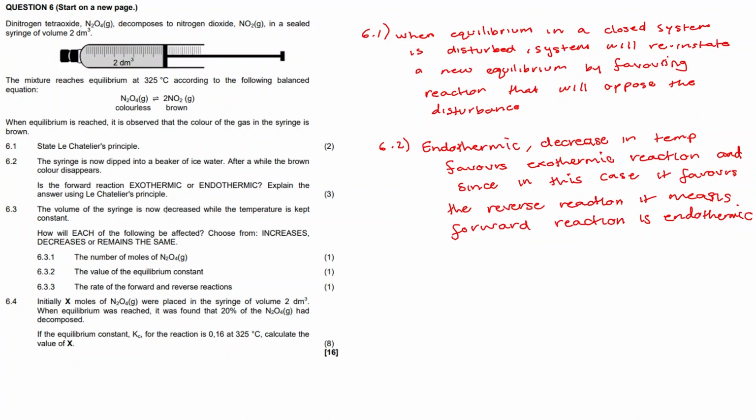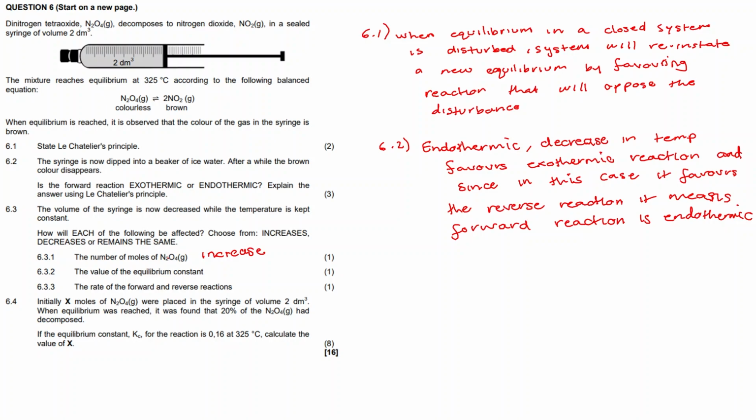Question 6.3. The volume of the syringe is now decreased while the temperature is kept constant. How will each of the following be affected? Choose from increases, decreases, or remains the same. Question 6.3.1. The number of moles of N2O4 gas. So, since the volume has now decreased, and we assume that the concentration remains the same, this means that the number of moles will therefore increase.